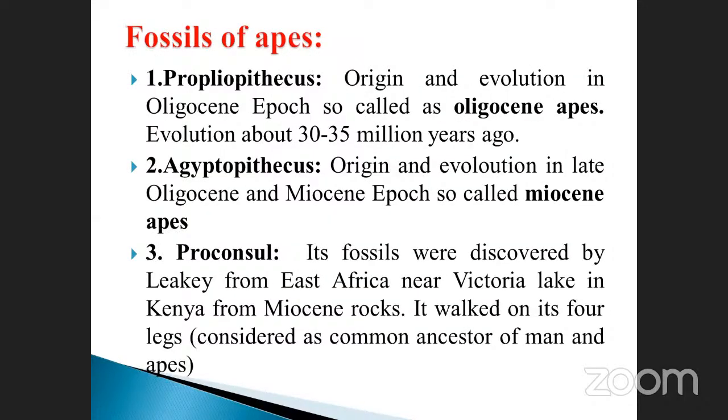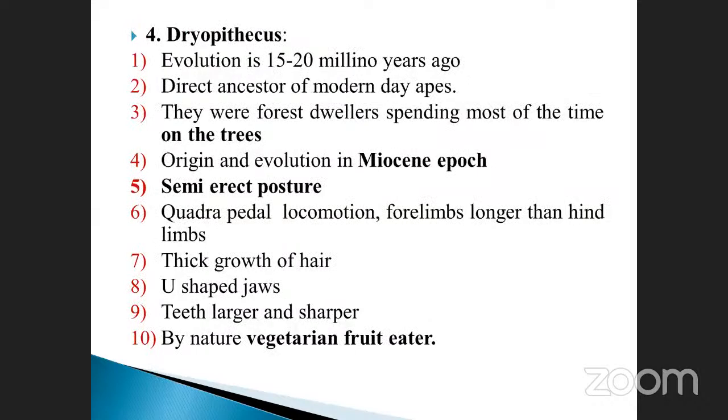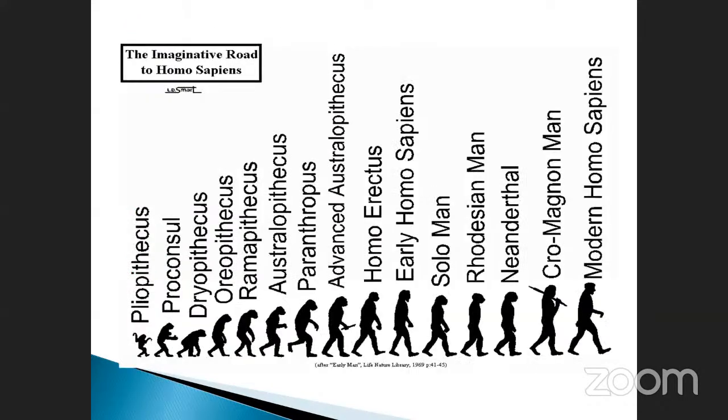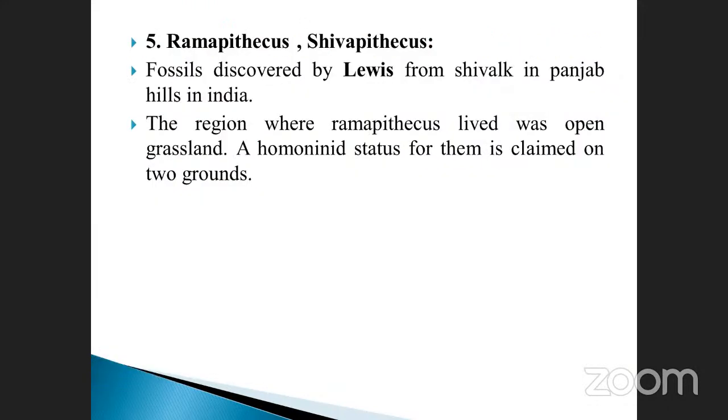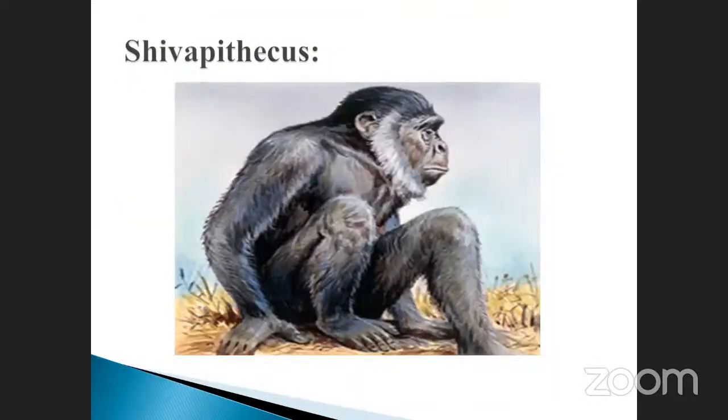What are the types of fossils of apes? Three: Propliopithecus, Aegyptopithecus, Proconsul, and Dryopithecus. And the last ones are Sivapithecus and Ramapithecus. Who discovered them? Lewis. Where? Punjab in India. This is also very, very important. Don't forget who discovered the fossils of Ramapithecus or Sivapithecus: Lewis, particularly in the Sivalik Punjab hills in India.